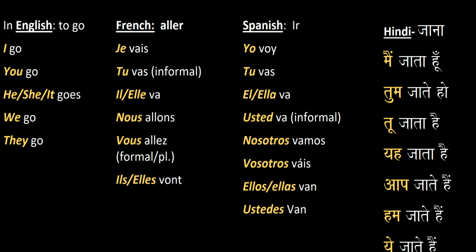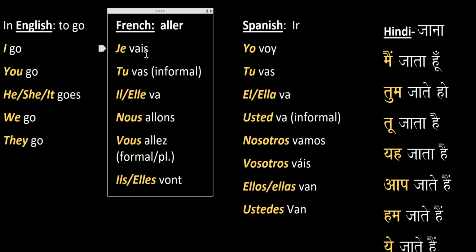But for French, for example, to go is aller, and you have different forms of to go depending on the type of pronoun. You have je vais, tu vas, elle va, il va, nous allons, vous allez. In Spanish, ir, you have yo voy, tú vas. In Hindi, you have मैं जाता हूँ, तुम जाते हो, तू जाता है. These are all different conjugations, okay?